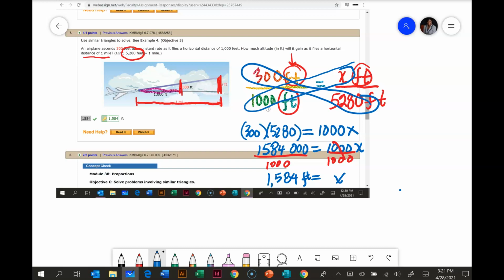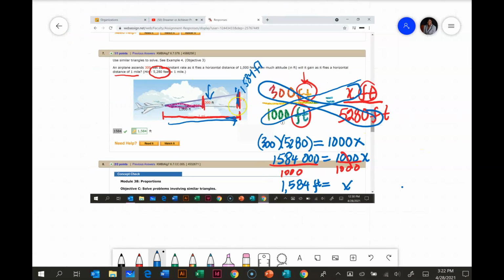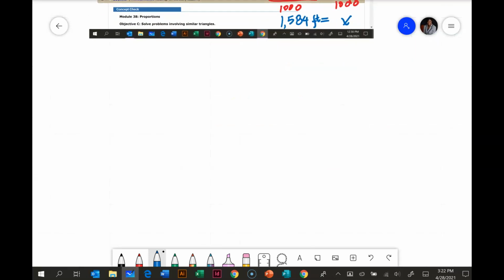So all it's saying is this right here. This was 300, but as it travels 5,280 feet this way, the height would be 1,584 feet. All right, let's move on to the next problem we're going to solve, and by the way, that was 6.6 number 7 if you want to refer to it in your homework. So that was 6.6 number 7.